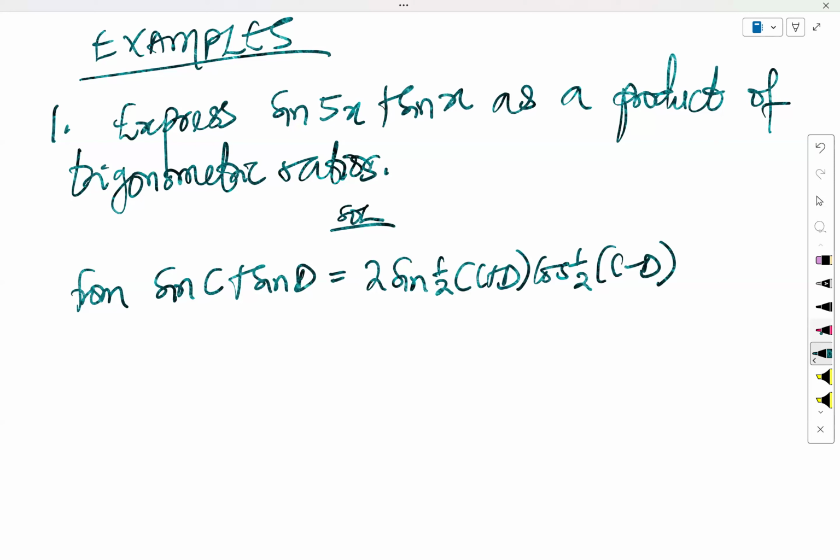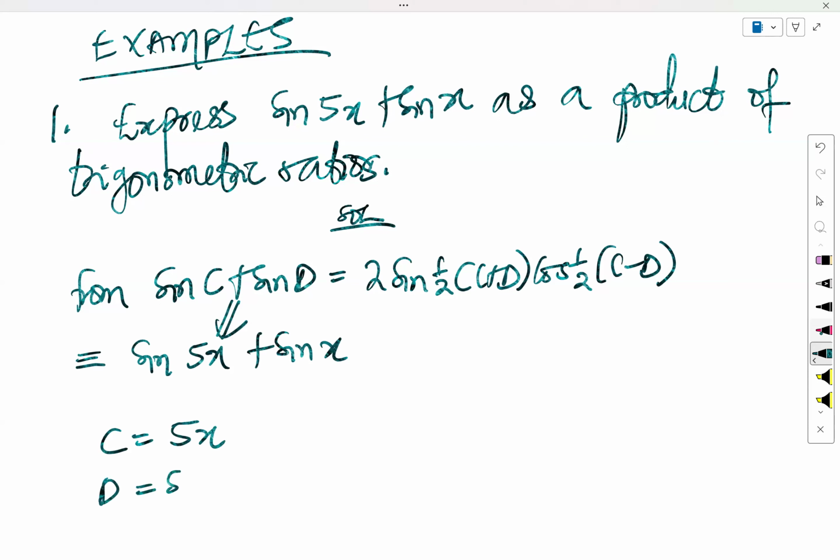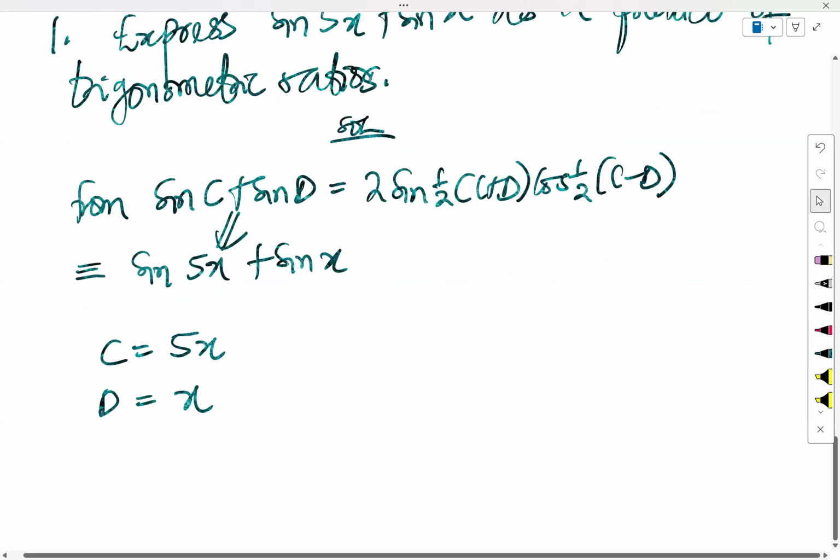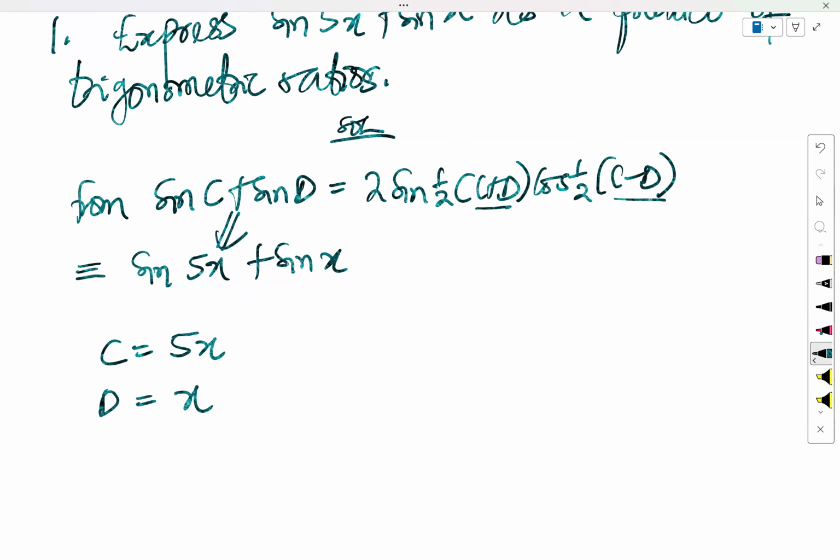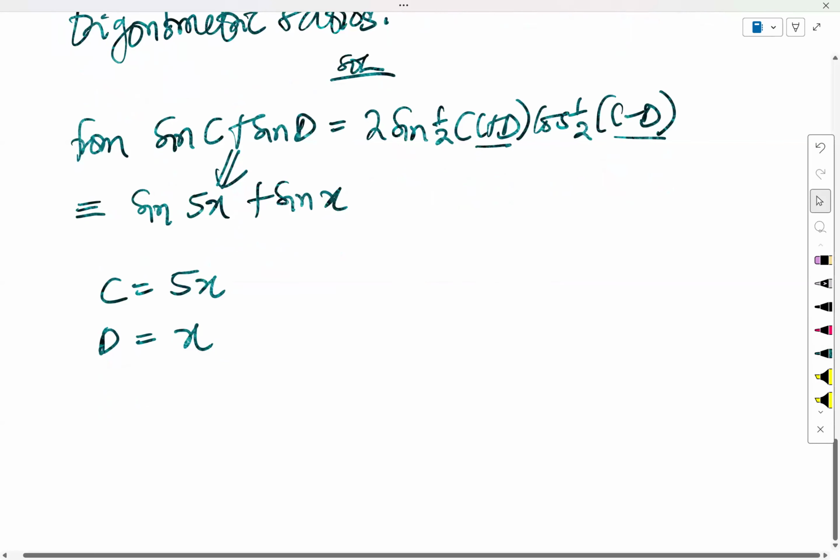So in this case, if you compare the two, this expression is similar to sine 5x plus sine x. From here, you can see that C is equal to 5x and D is equal to x. So now we need C plus D and C minus D. How do we do that? Call this A if you like and call this B, and we need the sum and the difference.